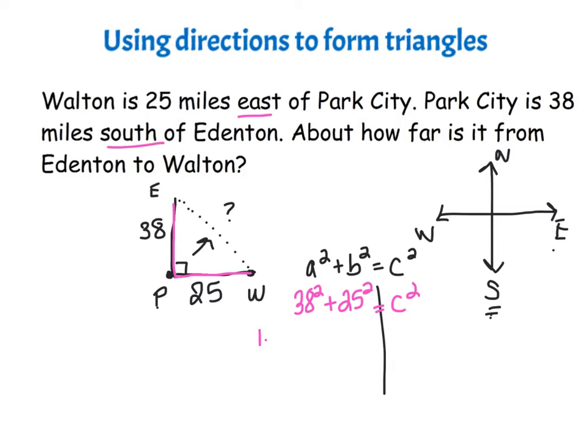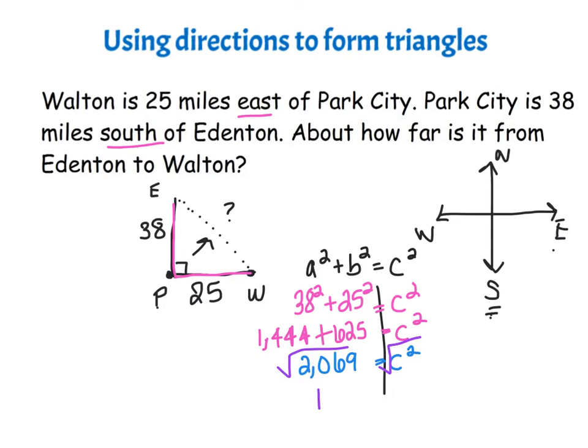38 squared is 1,444 plus 25 squared, which is 625, equals C squared. When I add them together on the left side, I get 2,069 equals C squared. I'm going to take the square root of both sides.